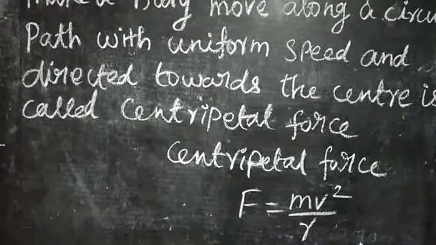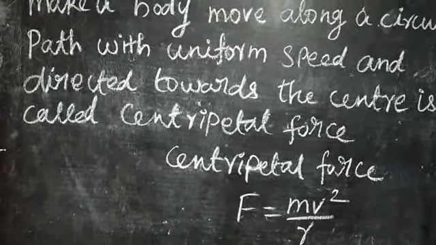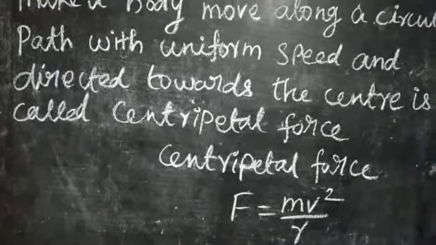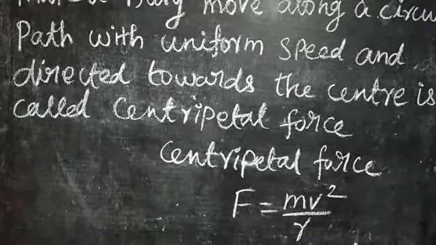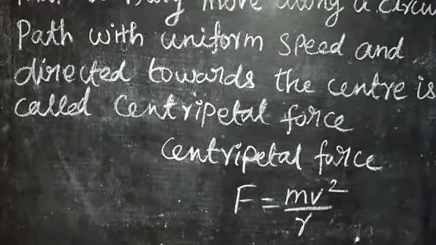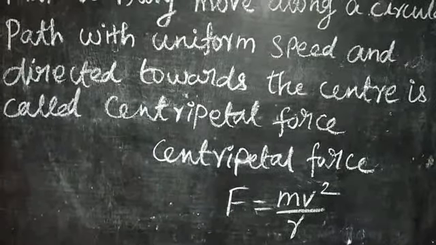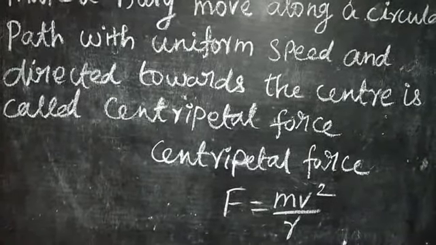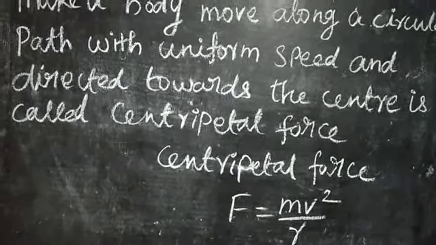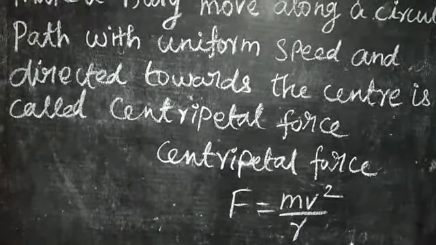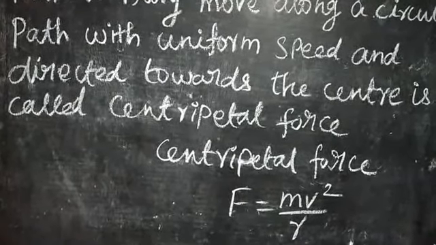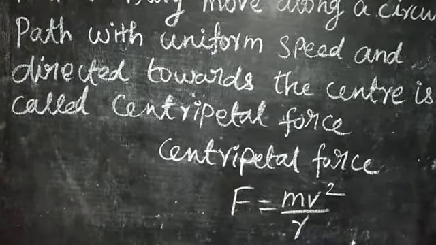Another example: an electron revolves around the nucleus. In between the electron and the nucleus, electrostatic force is acting. Due to the electrostatic force, the electron revolves in a circular path in its orbit. So here the electrostatic force provides the centripetal force.